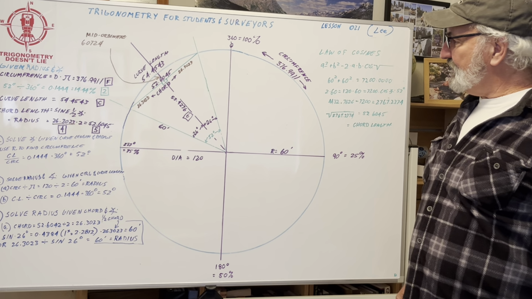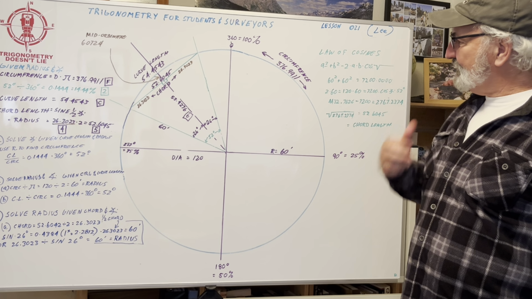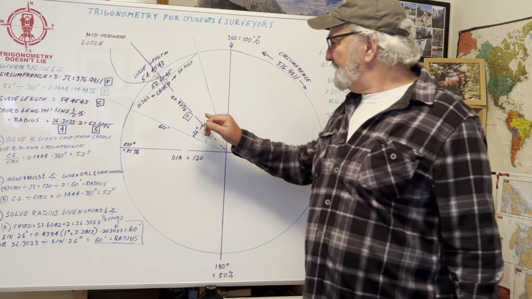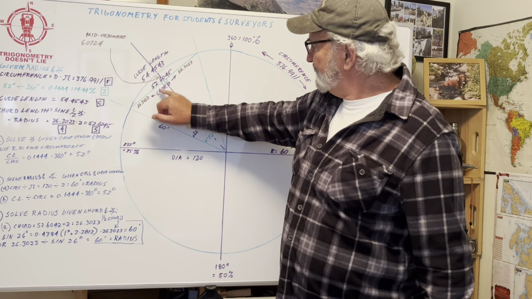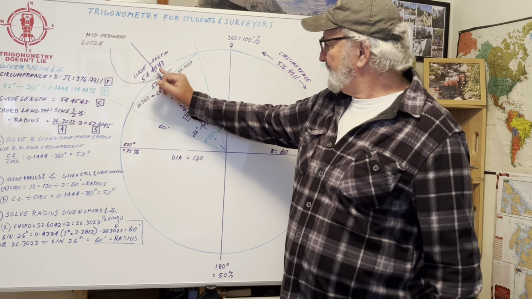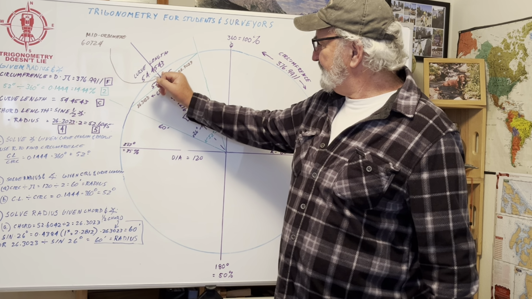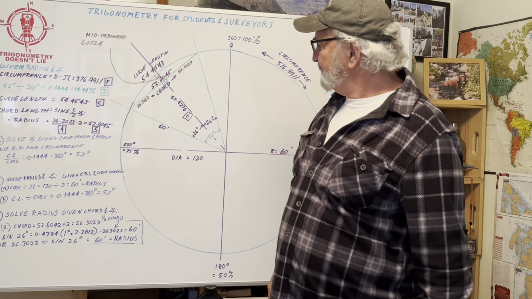Okay, now there's another one here. There's a mid-ordinate. I'll go ahead and give you that one too. Well, we need to find the mid-ordinate. It is the distance between the apex of the curve, that's the center of the curve, and the center of the chord. That's the mid-ordinate distance right in there. So how do you get that?